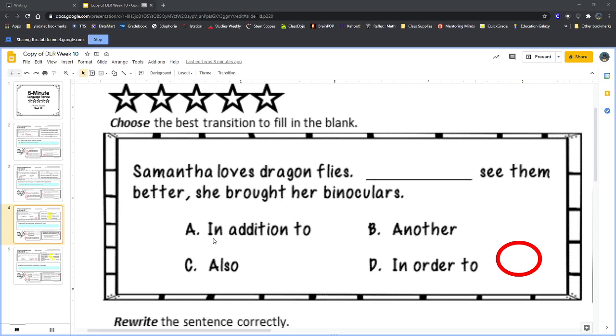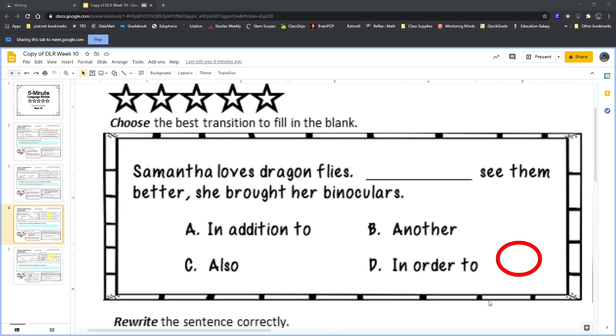Our two sentences are Samantha loves dragonflies. Blank see them better, she brought her binoculars. My four answer choices are in addition to, another, also, and in order to. Who can tell me what answer choice I should pick to change from the first sentence to the second sentence? Jadine?